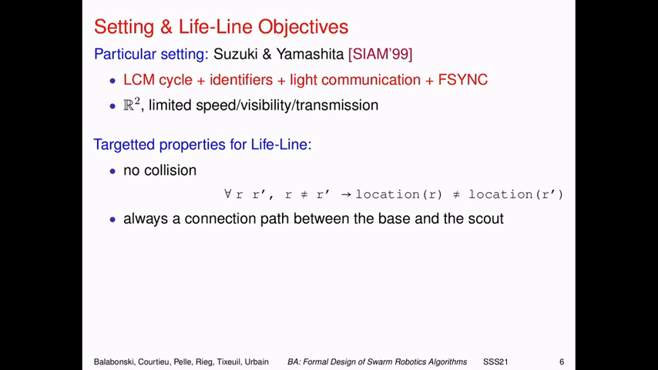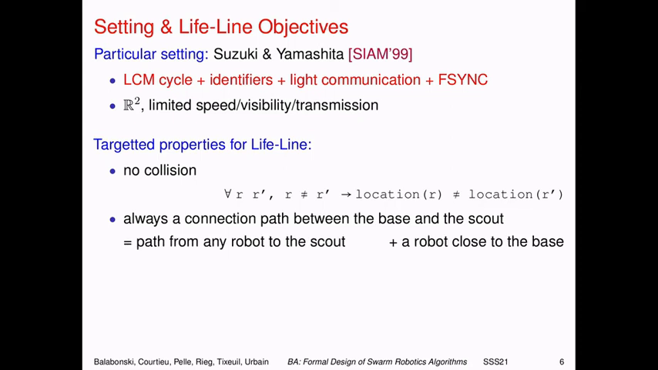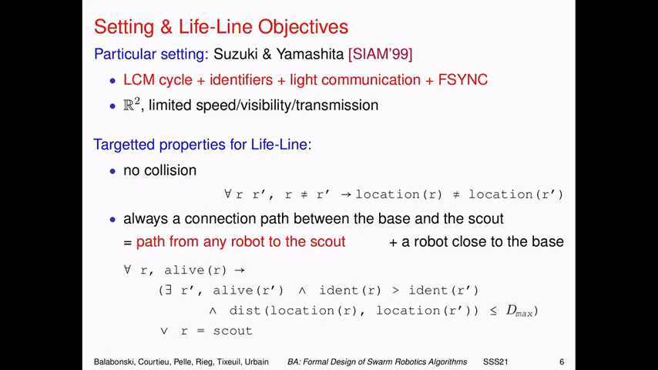Describing that there is a connection between the base and the scout is decomposed in two properties. First, that there is a path from any robot to the scout, and then that there is always a robot close to the base. And having a path from any robot to the scout can be easily described as: for any robot R, if the robot is alive, then either it's the scout, or there is another robot R prime, which is also alive, which has a smaller identifier, meaning that it's closer to the scout, and which is still in range of R.